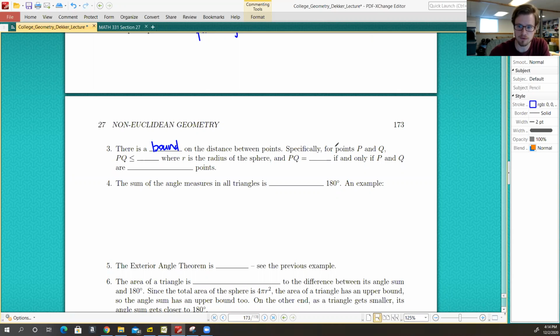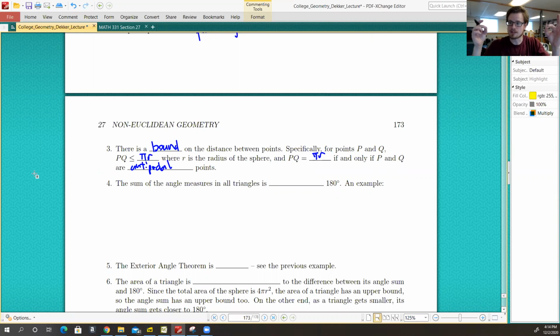So specifically for points P and Q, PQ is less than or equal to, well, how do you determine the distance halfway around a circle? Well, 2 pi r is the circumference, half the circumference is pi r, where r is the radius of the sphere. So PQ is at most pi r, right? They attain that maximum distance apart if and only if the points are antipodal. Excellent, right? They're on opposite sides of the sphere.